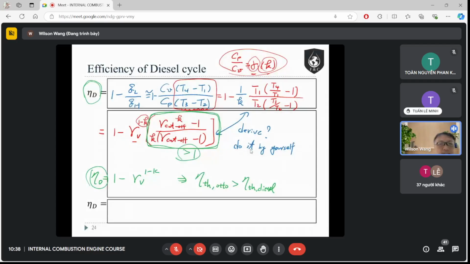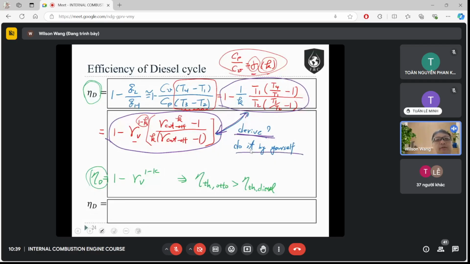So once again, from this part to this part, I want you to derive it by yourself. You work that at home and try to derive it. And next week, I'll show you how to do it. But I want you to practice by yourself.